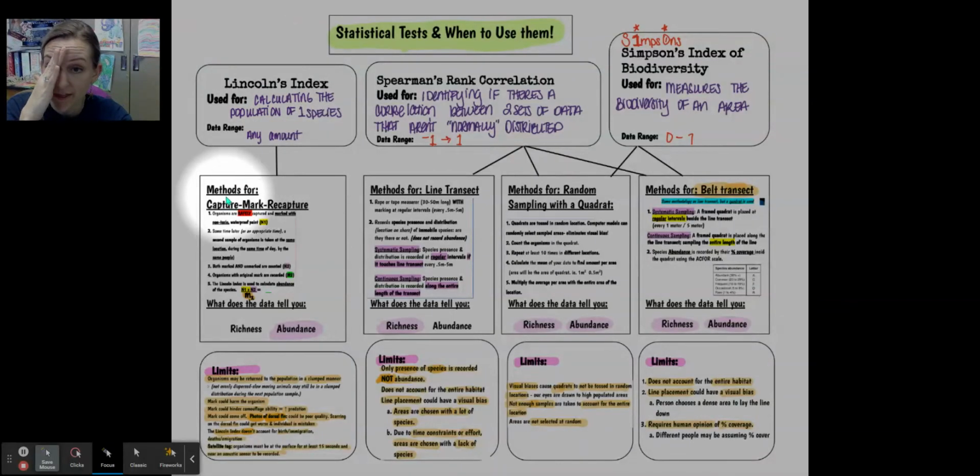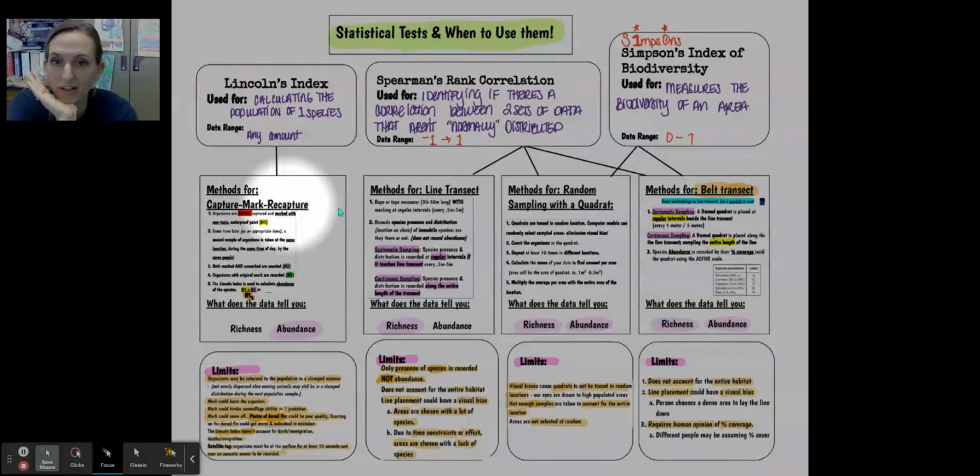So what we just covered were different sampling methods. We've got mark recapture, and what I put in here for how we do it was exactly what's on the slide. Methods for line transect, methods for random sampling with the quadrat, and then the belt transect. And does it tell you the species or the amount? So that's the richness or the abundance, and then their limits. It's literally the same thing I have in the slides, but they exist together. So it just depends on what kind of data you want.